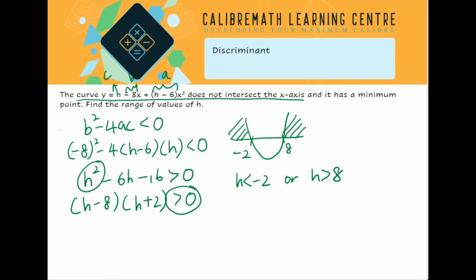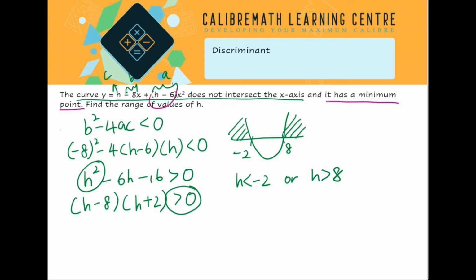If you think that this is the solution to this question, you have missed out a very important information that is given in the question. Now, the question states that the curve has a minimum point. And what does a minimum point mean? A minimum point implies that the coefficient of your x squared must be greater than 0.